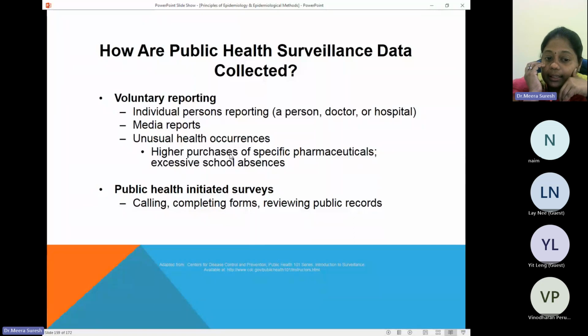Then it can be a public health initiated service, which is part of active surveillance. The epidemiologists or the people collecting data are actively involved in it. They call the hospitals, the clinics, some areas, healthcare facilities, and then they take a survey, complete forms, give questionnaires, and collect the survey. That is a kind of active surveillance.